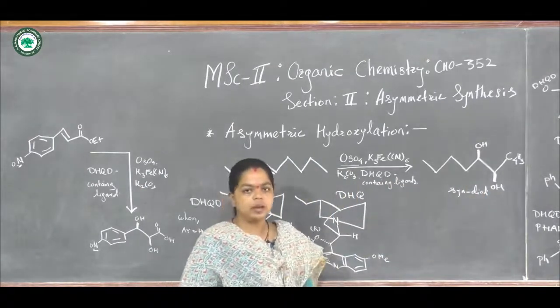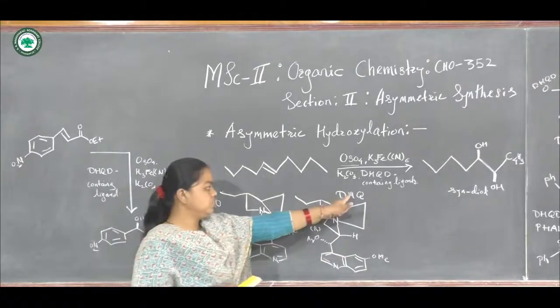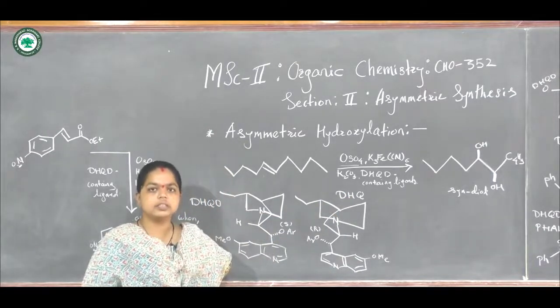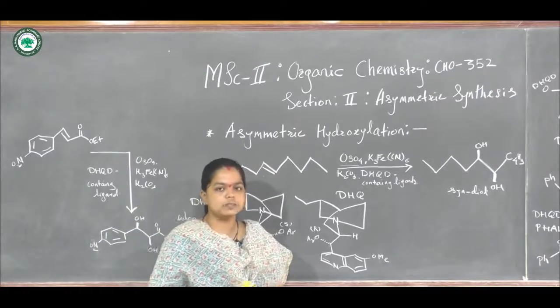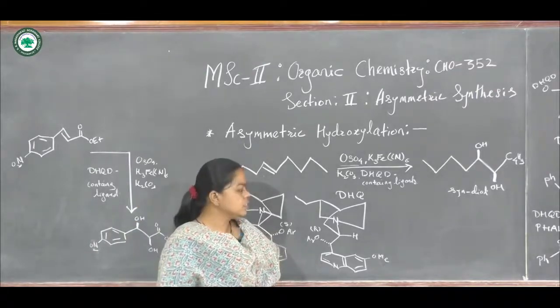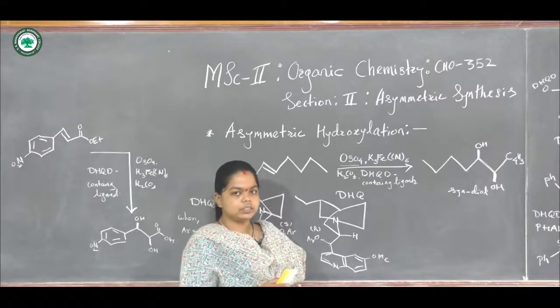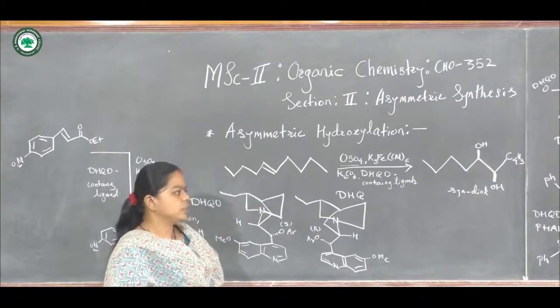Beta oriented diol is formed. If we use the dihydroquinine, if this molecule is used, we are getting the alpha oriented diol system in the product. So there is a difference: each enantiomer of the chiral ligand reacts differently with the substrate, so that we are getting the different enantiomer here.